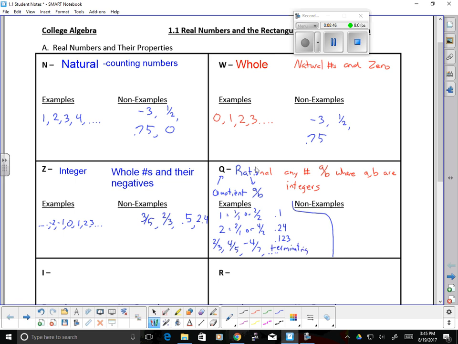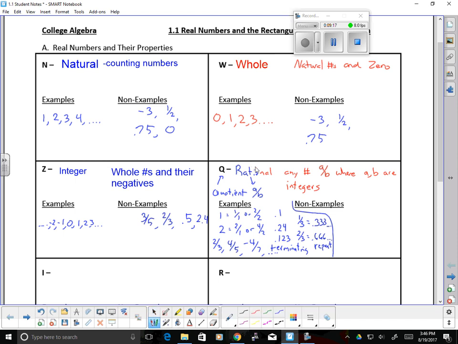And then we've also got another class. 1/3 is written 0.333, or 0.3 repeating. And that is a rational number. 2/3 is 0.666, 0.6 repeating. So those repeating decimals are also rational numbers. They can be written as a ratio.